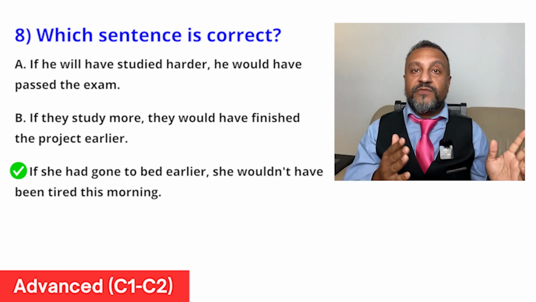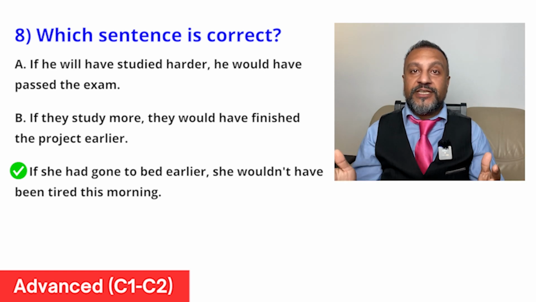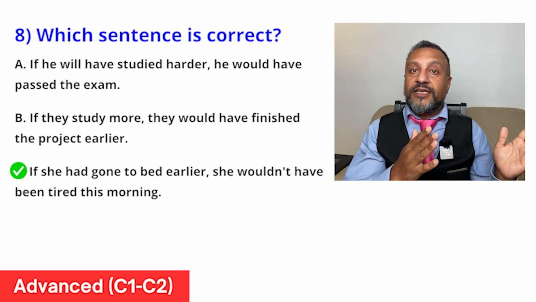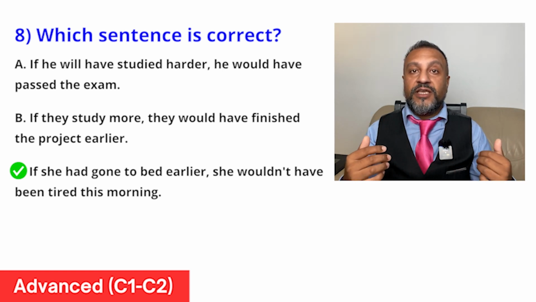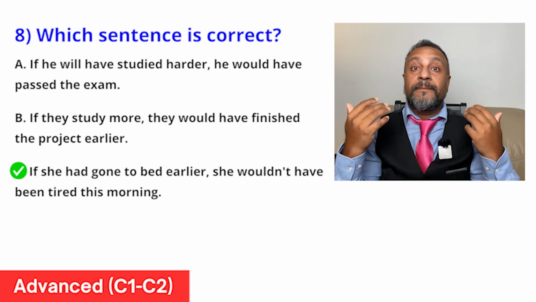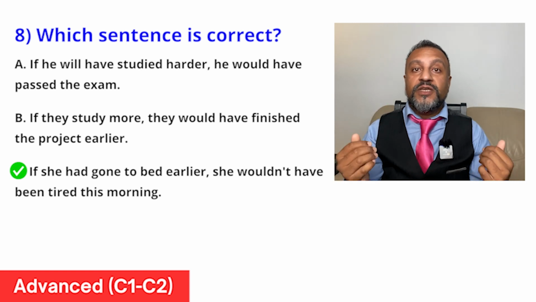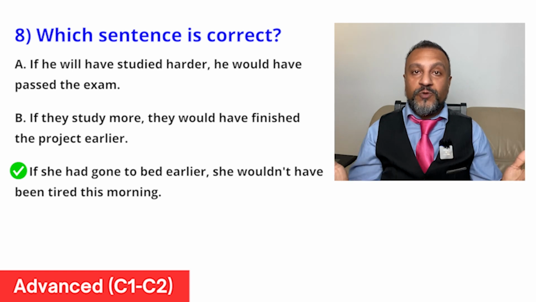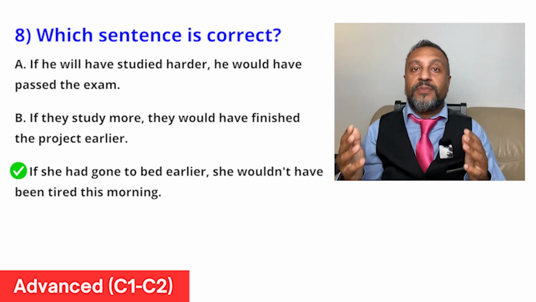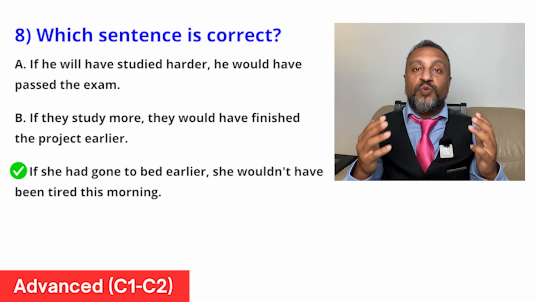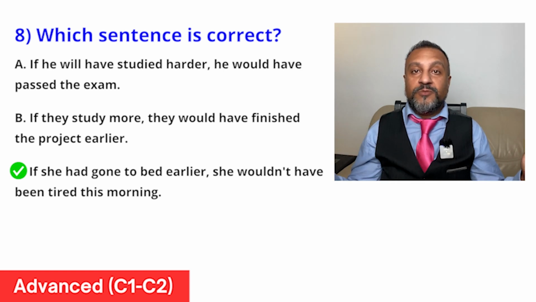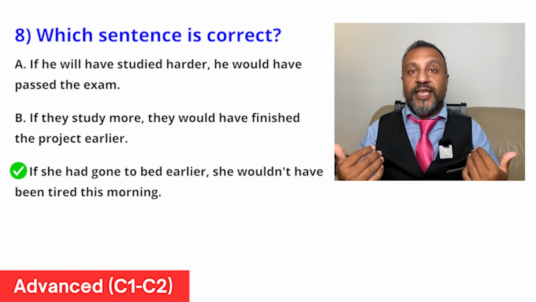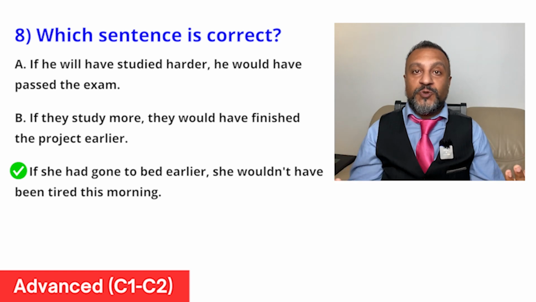We have the if clause as the past perfect. If she had gone to bed earlier, this describes a hypothetical and an imaginary situation, but she did not go to bed earlier. We have the main clause would have plus the past participle. She wouldn't have been tired this morning. Again, this describes a hypothetical situation.